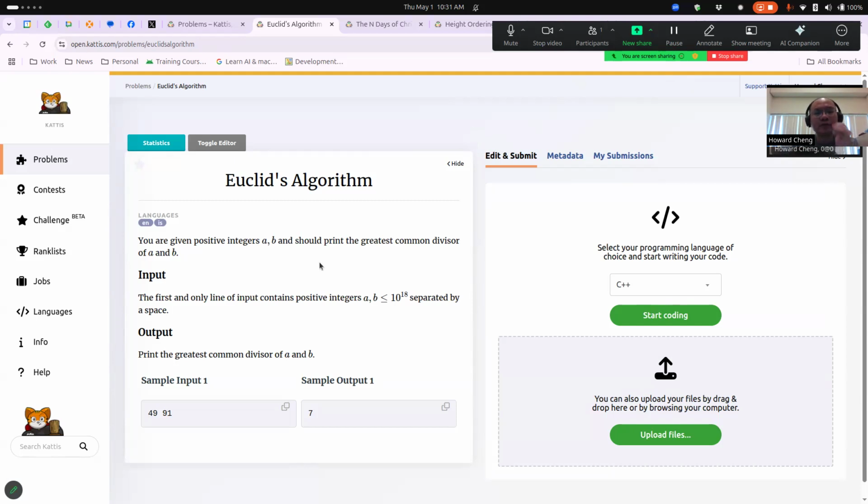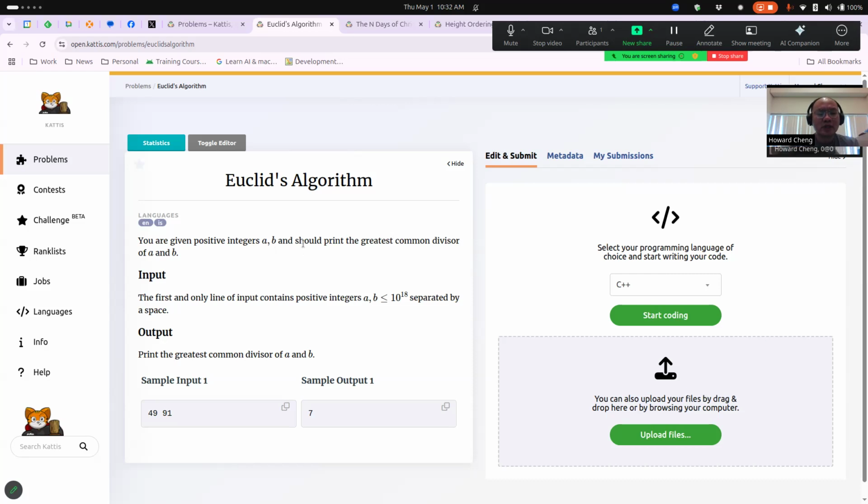All right, so next problem is called Euclid's algorithm. You might have heard of this algorithm from 1820 or other courses, but anyway, it doesn't matter too much. So you're given positive integers a and b. The problem statement is pretty short. You're given positive integers a and b, print the greatest common divisor of a and b.